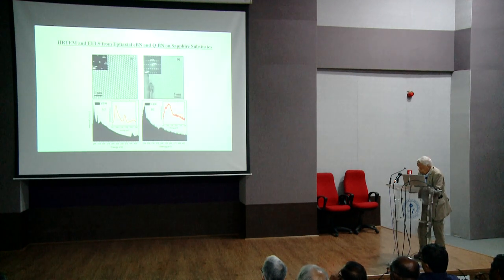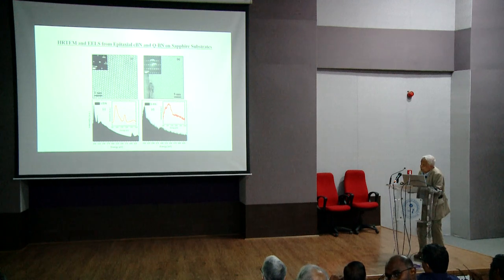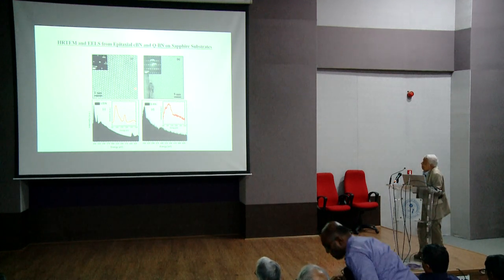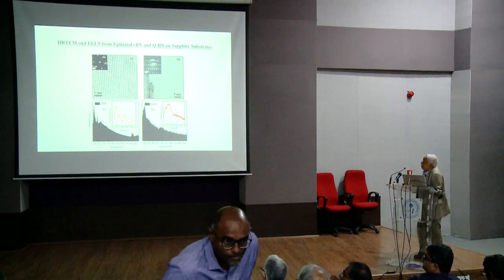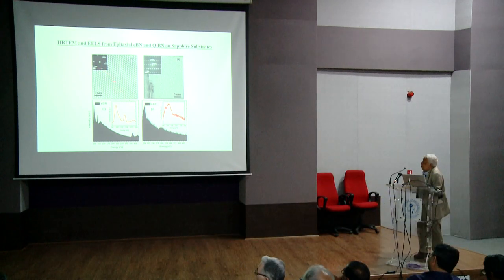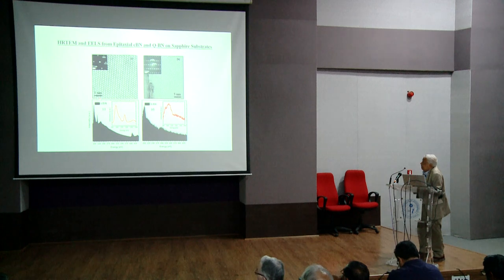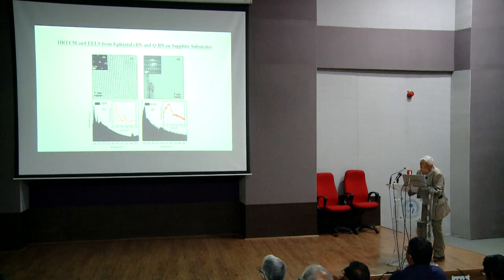Again, when you do something like that and make a claim, you have to do very detailed atomic structure. This is a CBN by this method. This is a QBN. This is detailed EELS. So this is the structure. This is bonding, and then we can correlate the sp3-sp2 ratio with atomic structure.